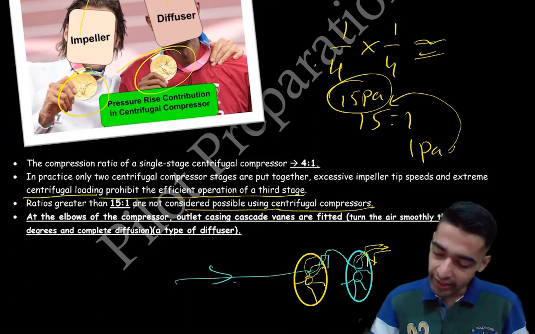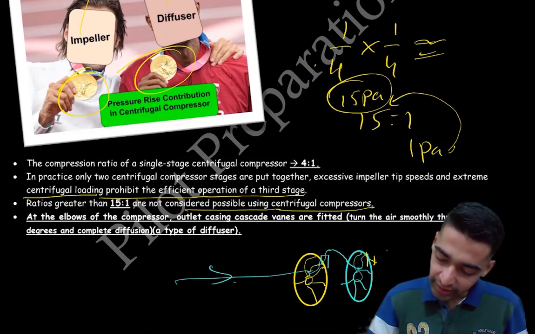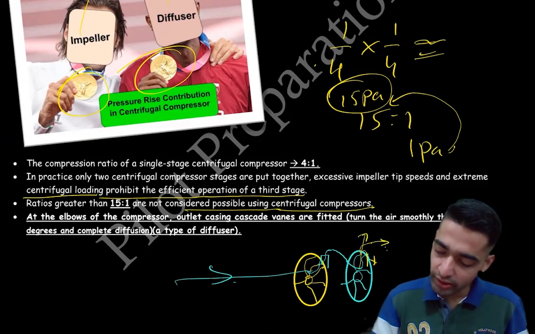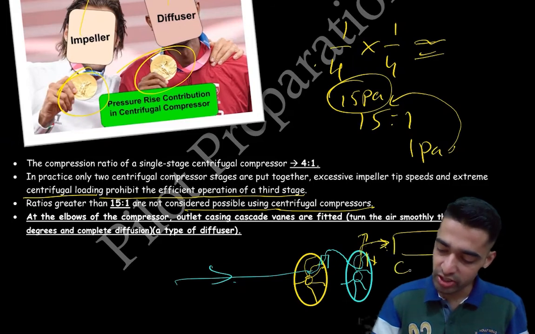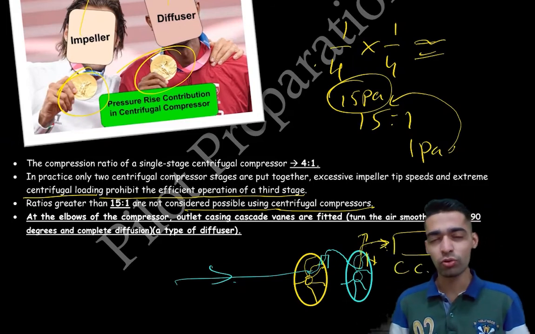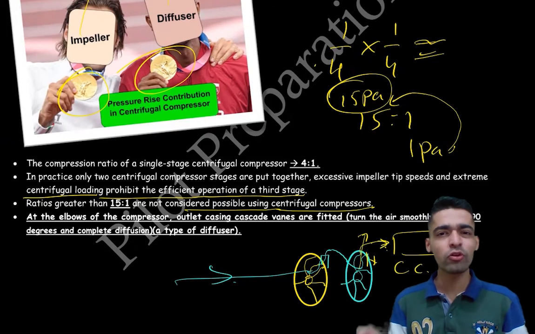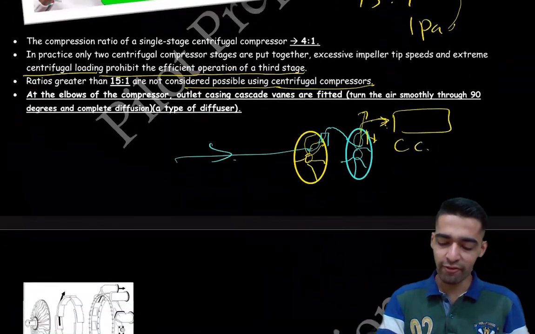chamber. So the air was going like this. So earlier the air was going like this, right? So it will be converted to 90 degrees. It will be turned 90 degrees and it will now be going to the combustion chamber. So this is what a diffuser does. But this diagram is not looking beautiful. So let's have a beautiful diagram to have a better understanding.